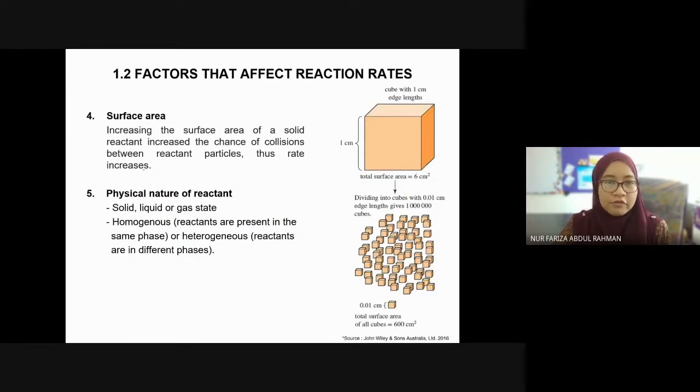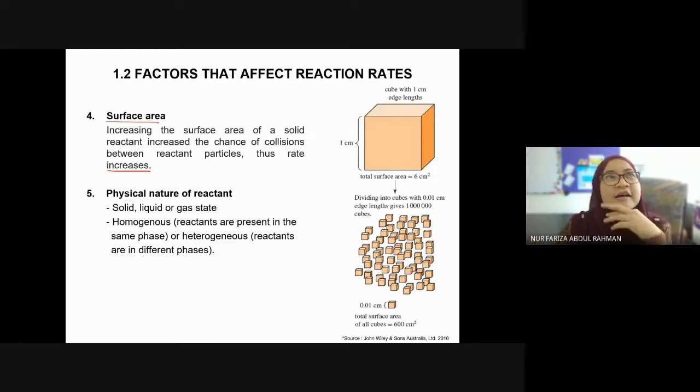And then the fourth one will be the surface area. Increasing the surface area of a solid reactant increases the chance of collision between reactant particles, thus the rate increases. All right, surface area. So when you increase the surface area, the collision will also increase because you have more surface area now.